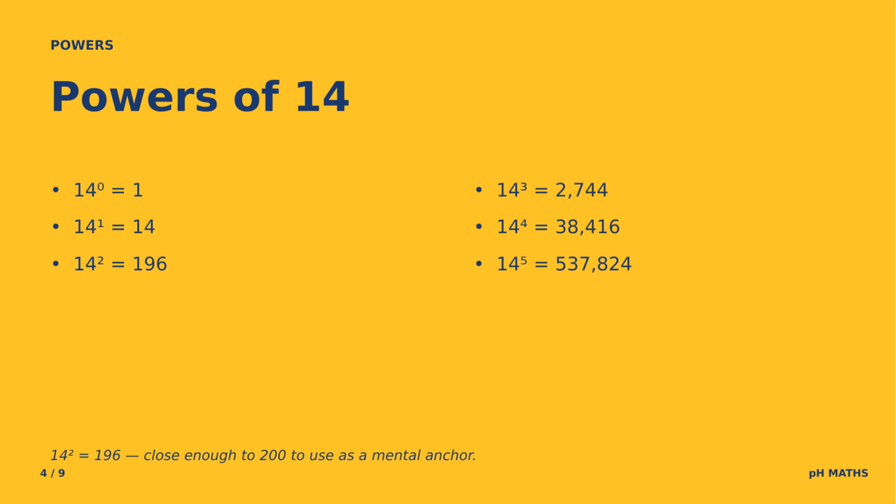Powers of 14. 14 to the 0 is 1. 14 to the 1 is 14. 14 squared, 196. Cubed, 2,744. And here's the useful mental anchor. 196 is just below 200. Whenever you need a quick estimate of 14 squared, round it to 200 and adjust. Indices: 14 to the n equals 2 to the n times 7 to the n.